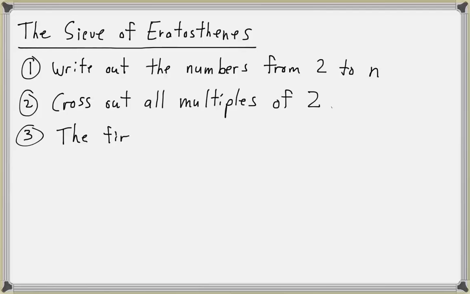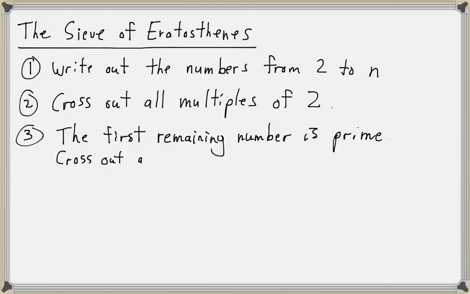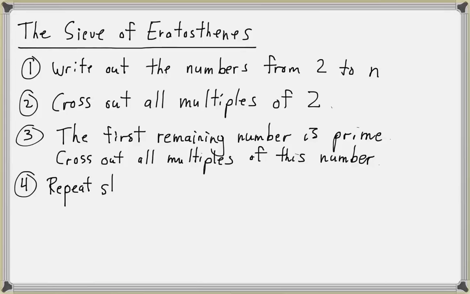So the first remaining number is prime. So then we will cross out multiples of this number. Then we're going to repeat this step over and over. After you've crossed out all the multiples of a prime, you go back to the beginning of the list and repeat step 3. Okay. When you go back to the beginning, the first remaining number will be prime, and so then you'll cross out all the multiples of that number.